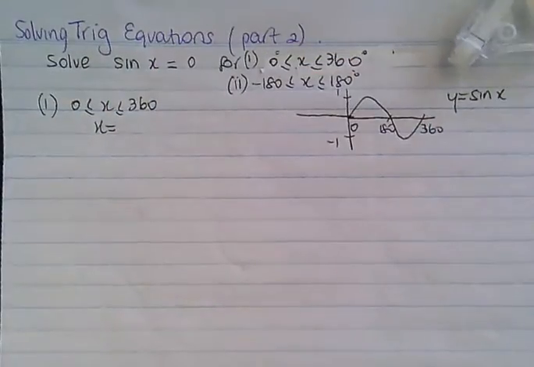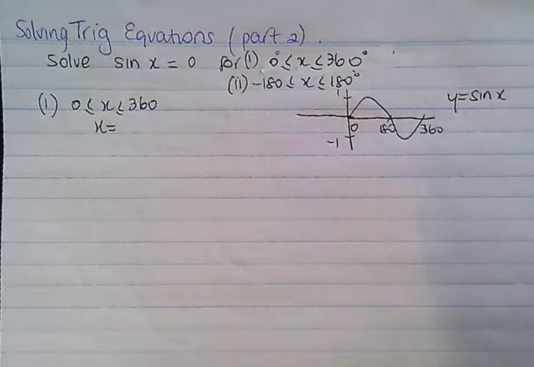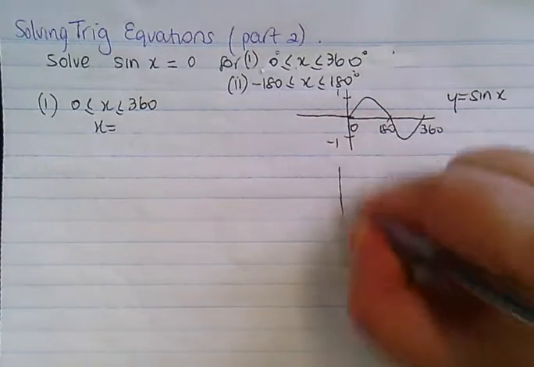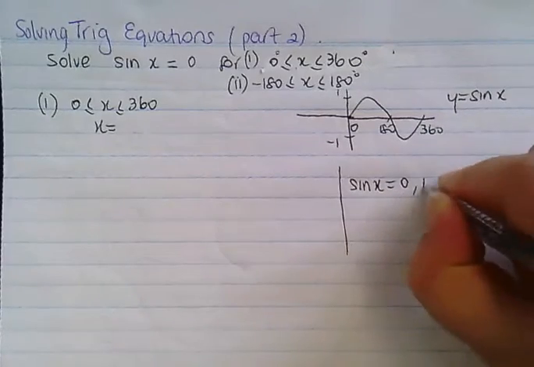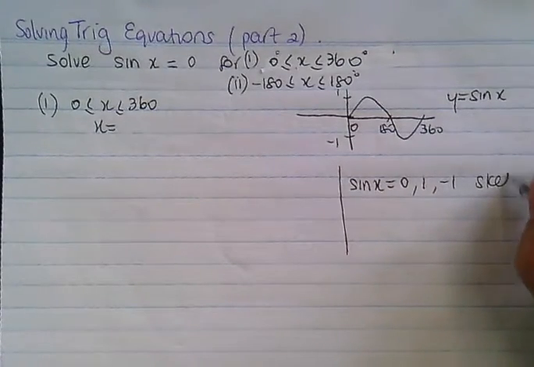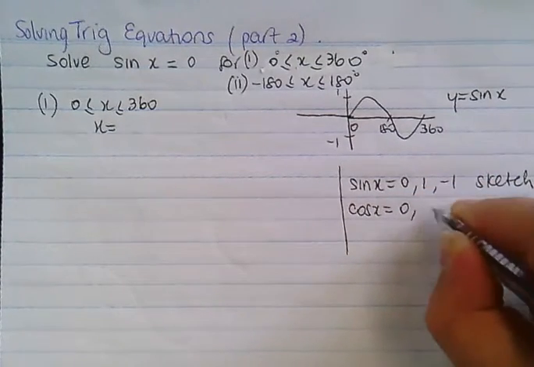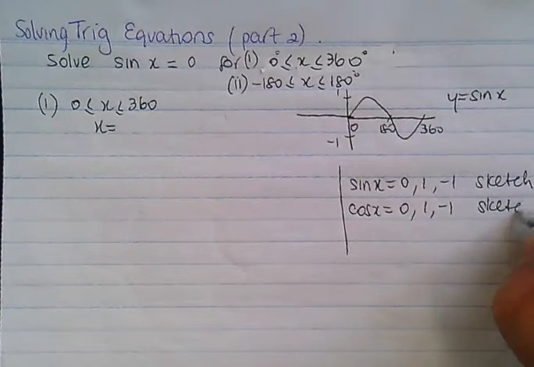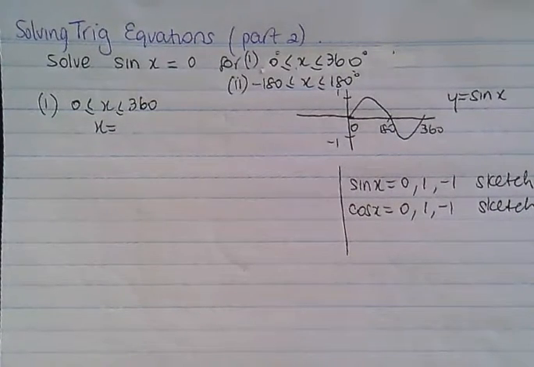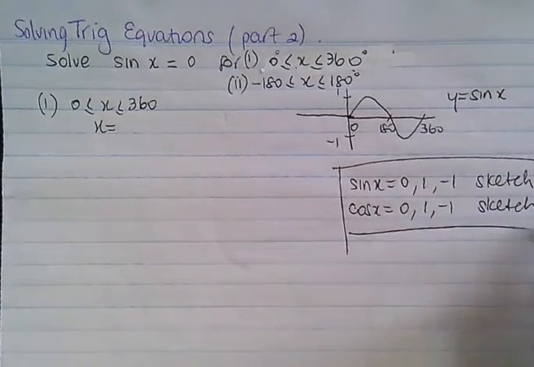Now whenever I'm asking you sine x is 0, sine x is 1, or sine x is negative 1, you do not use the 3 steps like we did yesterday. You sketch the function. If you are asked for sine x is 0, 1, or negative 1, you sketch. Same with cos x. If you're asked for cos x is 0, 1, or negative 1, you sketch. Not for tan, because that goes up and down. But for those, that's really important.